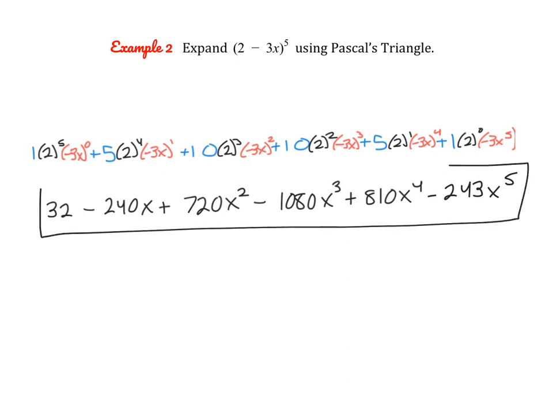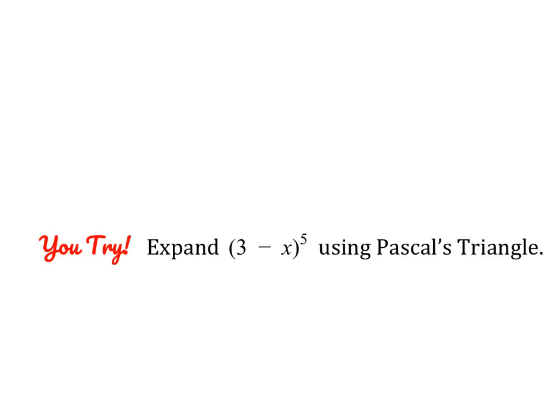So here it does show how important it is to actually write out every term when you're expanding using Pascal's triangle. Be really careful with the negatives and make sure that you are cubing or squaring the entire term, both the variable and the coefficient. Okay, so at this point, I'm going to ask you to pause the video and give this last one a try, and we'll check your answer in just a few seconds.